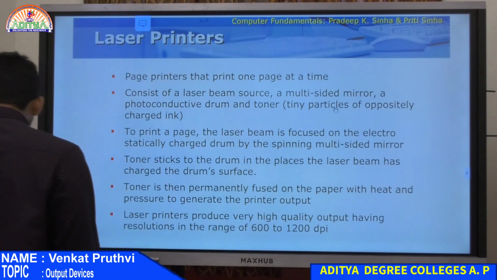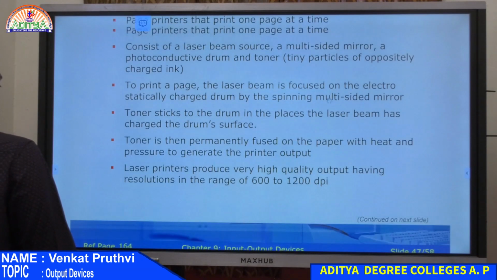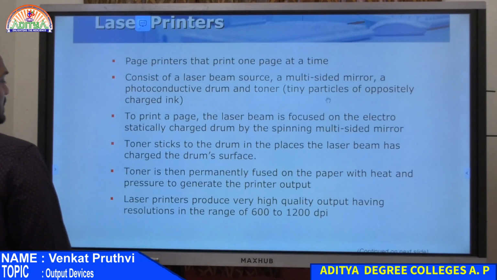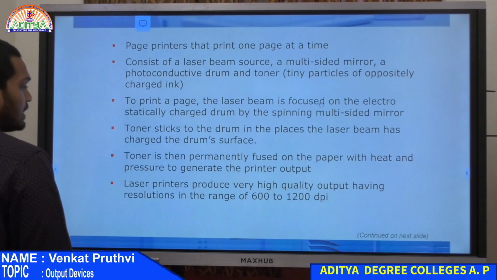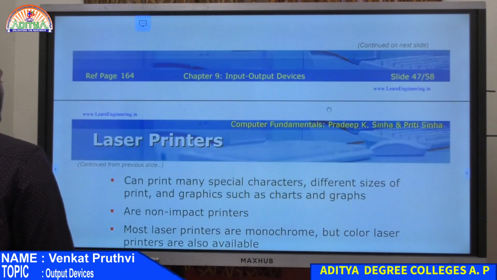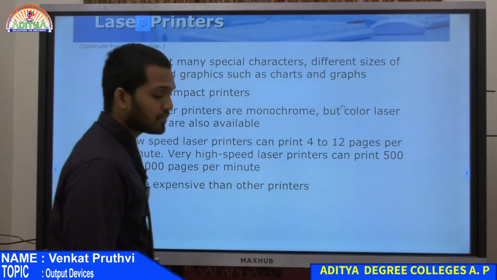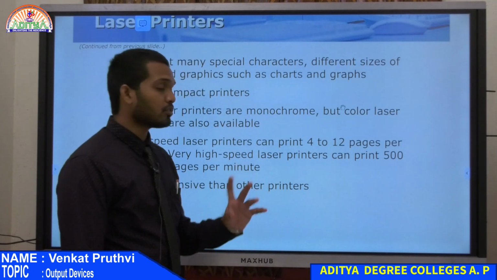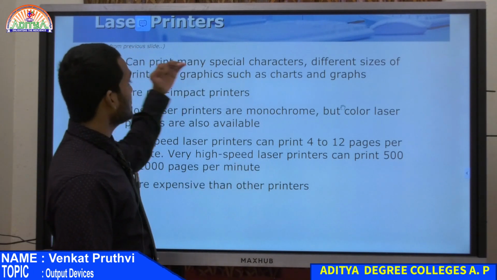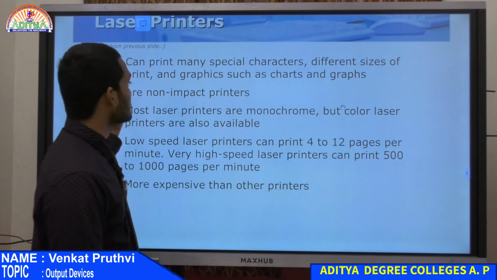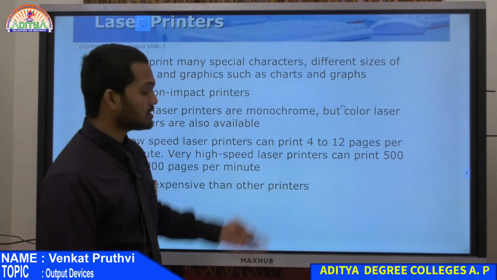Okay. So that's what it is: laser printers produce very high quality output having resolutions in the range 600 to 1200 dots per inch. Next we have laser printers. What do you mean by this laser printer? This laser printer which we were discussing has 600 to 1200 dpi, and it can print many special characters, different sizes of print and graphics such as charts and graphs.